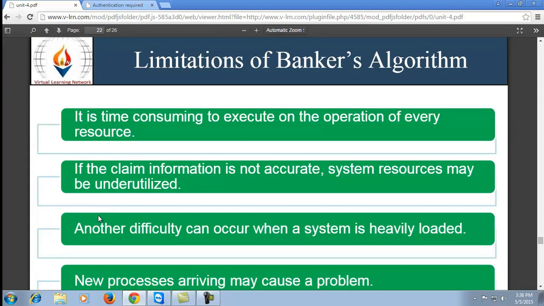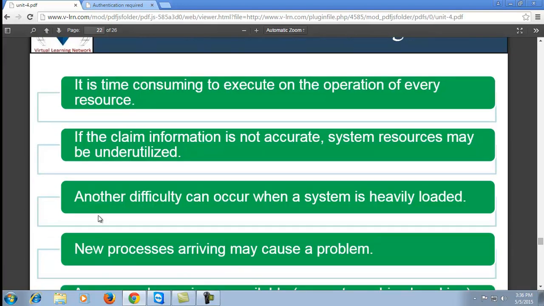These are the limitations of Banker's algorithm. The first one is that it is time consuming to execute on every resource allocation and release. Second, if the claim information is not accurate, say P1 requires only R3 and R5, but our expectation of its future need is R3, R5, R7, R9, and R7 and R9 are also required by another process, but we allocate them to the previous one, which does not use them, while they are required by the next process. So that kind of problem occurs. In this situation, if the claim information is not accurate, system resources may be underutilized, which we discussed in the previous example.